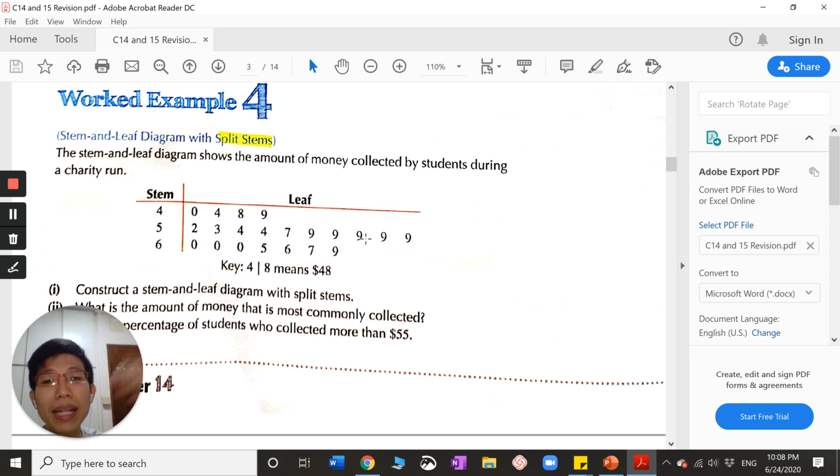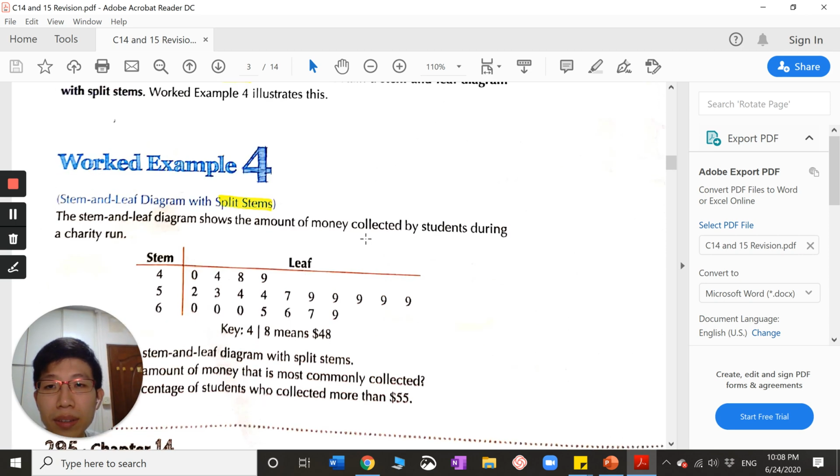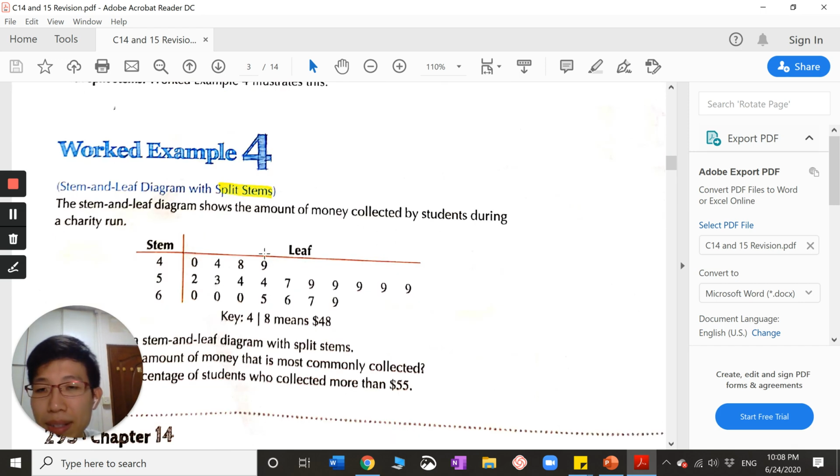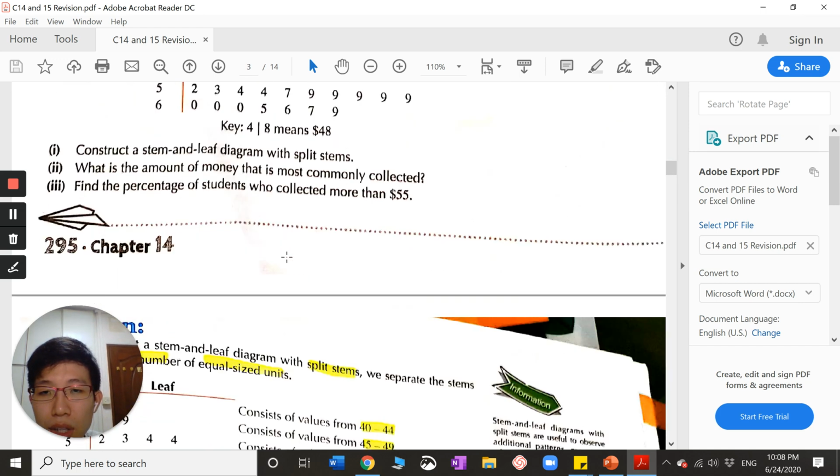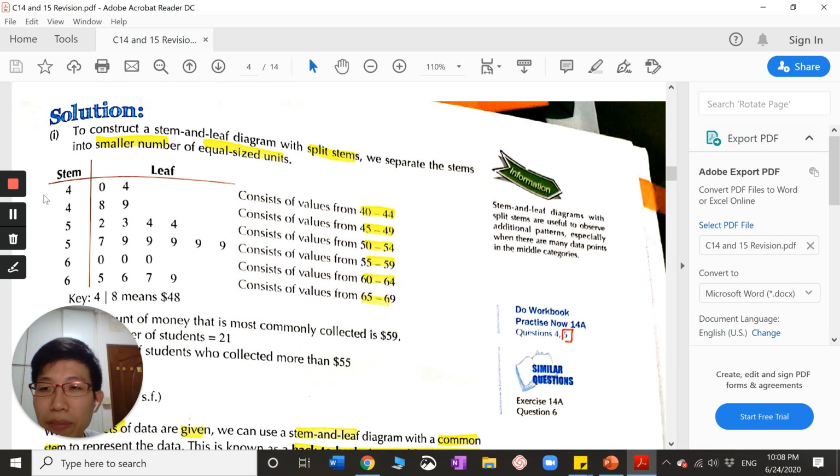So you can split up the leaf into two parts, because you can split up the stem into two parts. The first stem will be for the numbers from 0 to 4. The next stem will consist of the leaves from 5 to 9. So you can just split it up into two parts. Don't worry about when to split the stem. We will tell you in the questions if you need to do so.